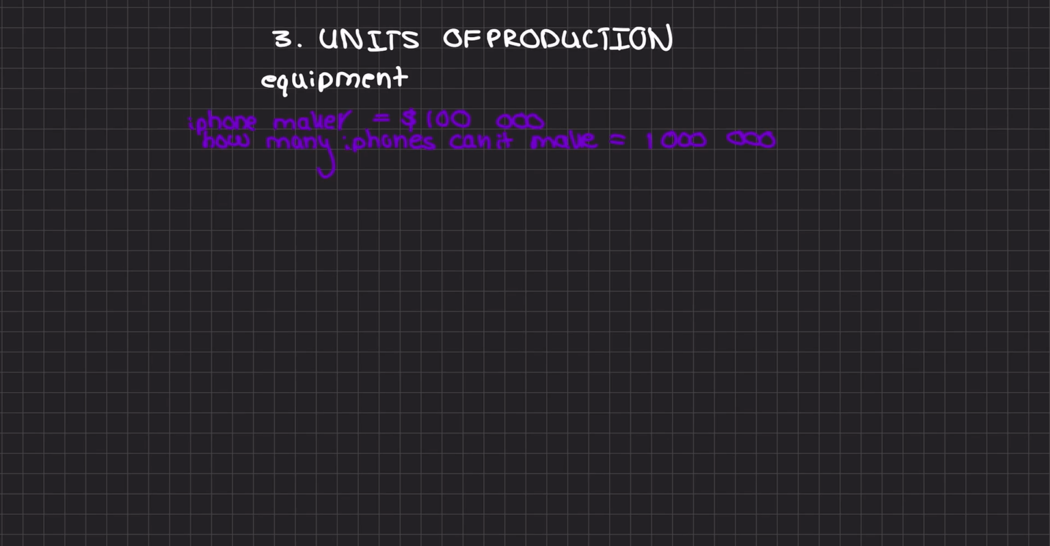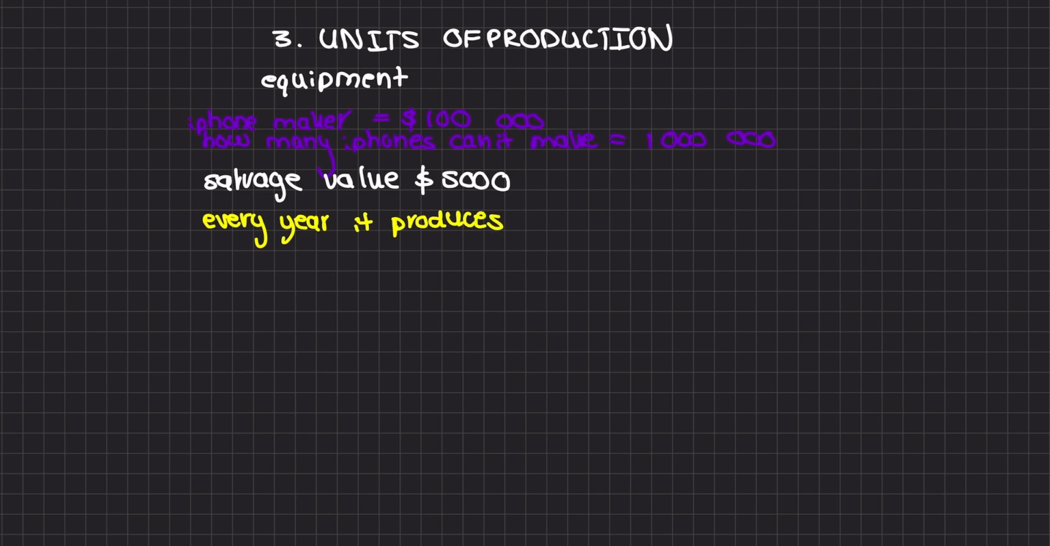And then let's say that it has a salvage value. Let's say the salvage value of it is about $5,000, which is a bit low, but let's just say that. And then let's say that every year this machine produces about 40,000 units. But in total, it can produce 1 million.